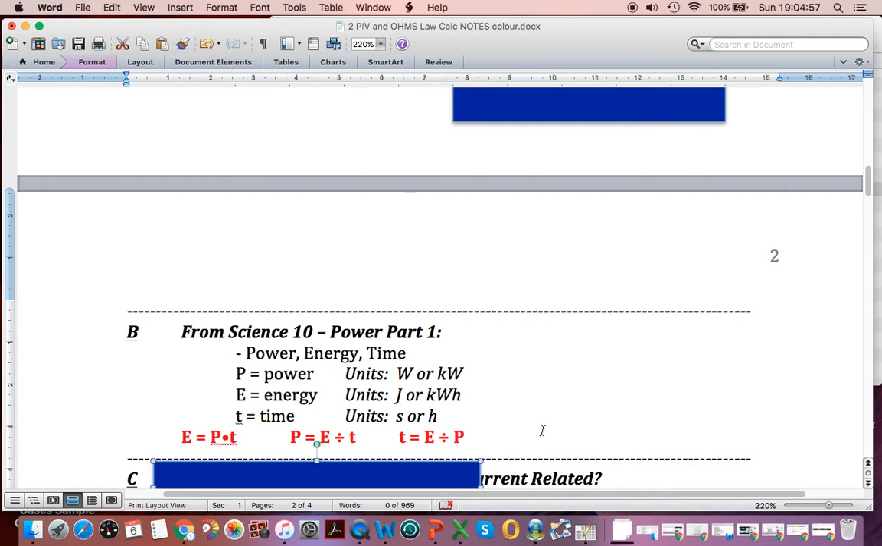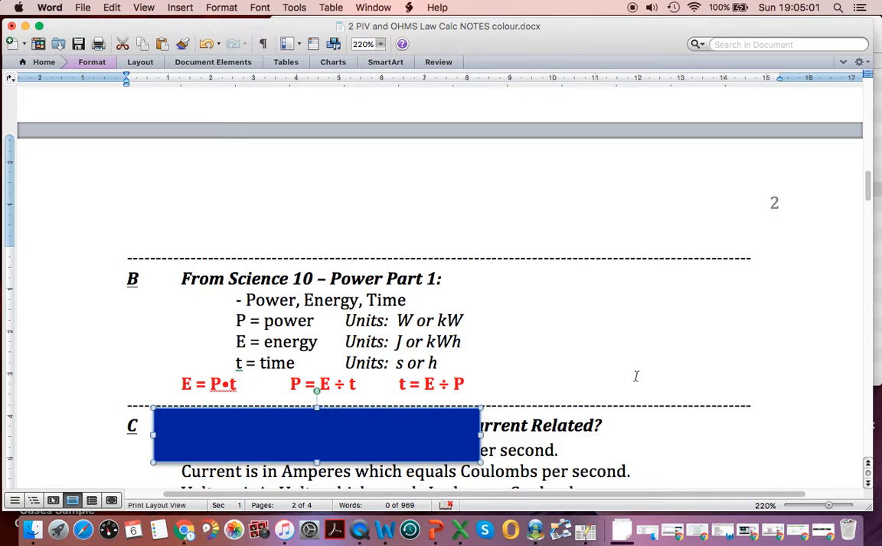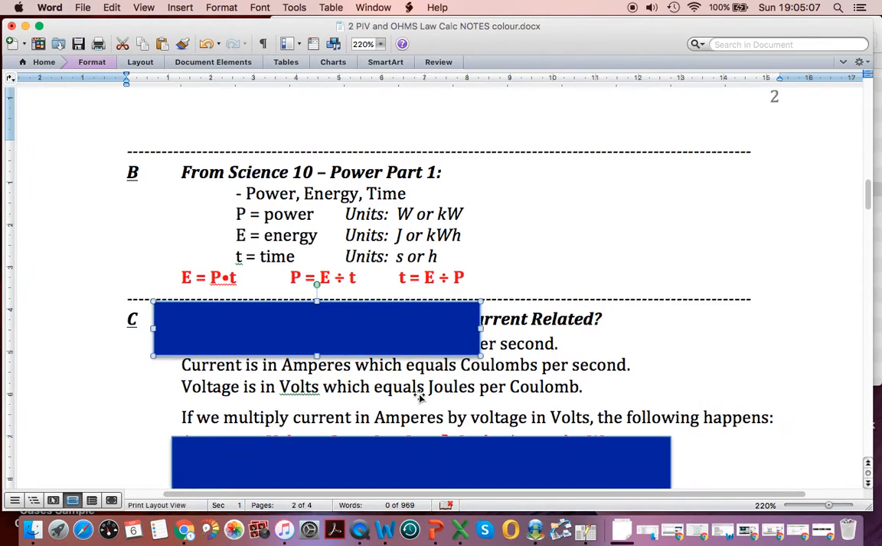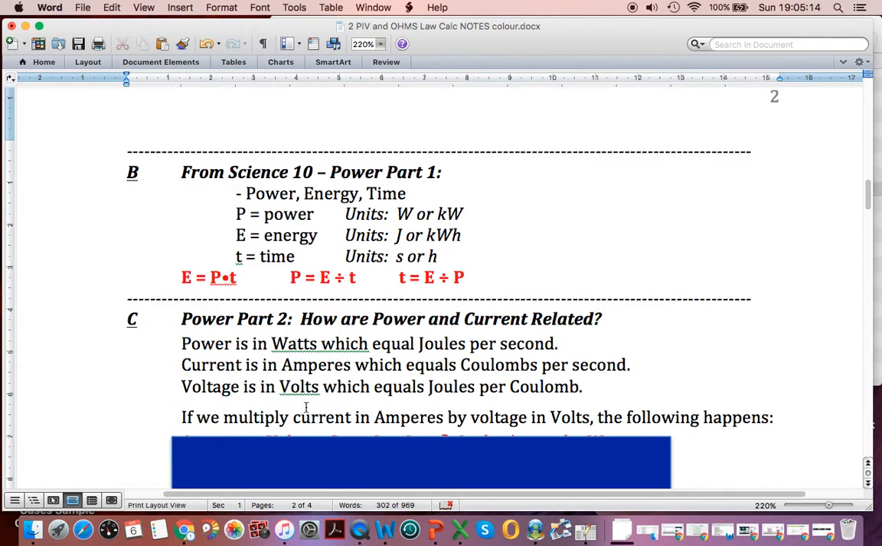Now, with all these formulas, you don't have to memorize them. You will be given a formula sheet to use. So this reminds you how to find energy, how to find power, how to find time. And if you can't remember that, go back to those earlier videos that showed you.